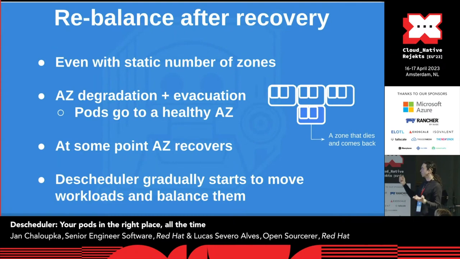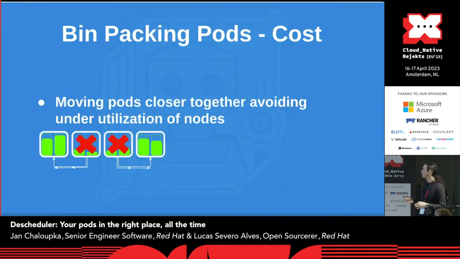Some other example that is basically the same as the one from the beginning: maybe you have static zones, you're not adding new zones, but you're thinking about AZ degradation and evacuation, and then the AZ is healthy again, and we need something to gradually balance the workloads. You don't have to think a lot about that. Descheduler will just do that for you.